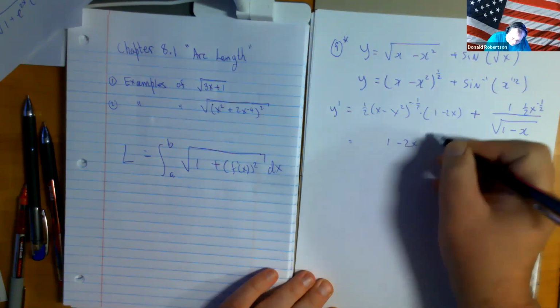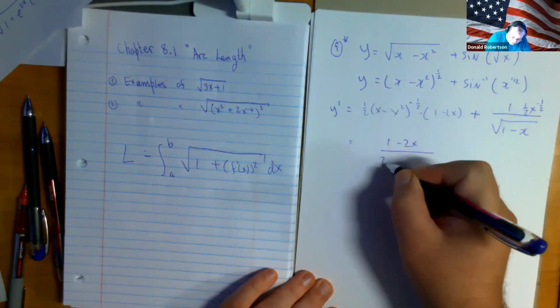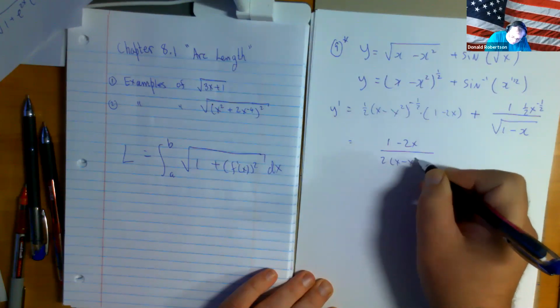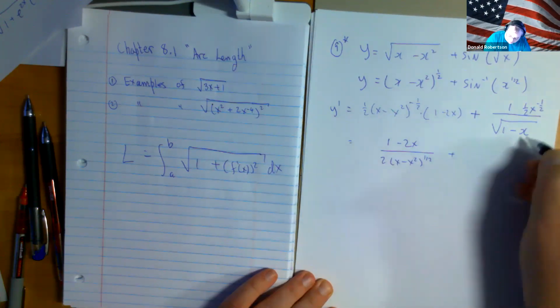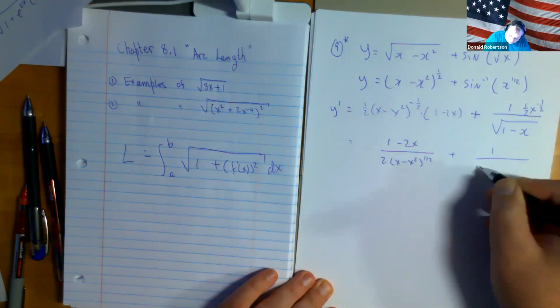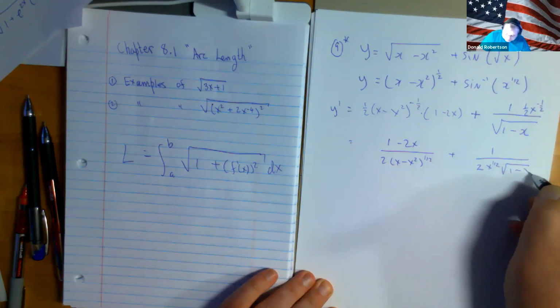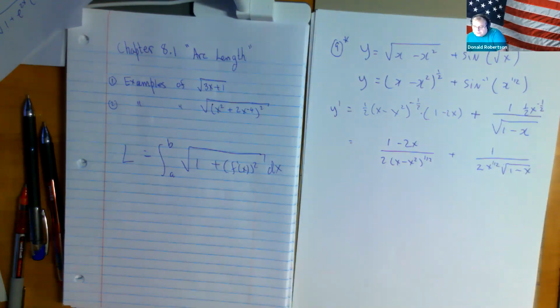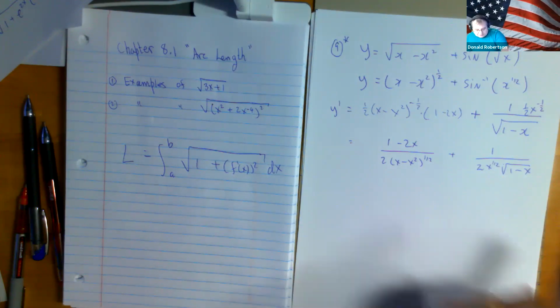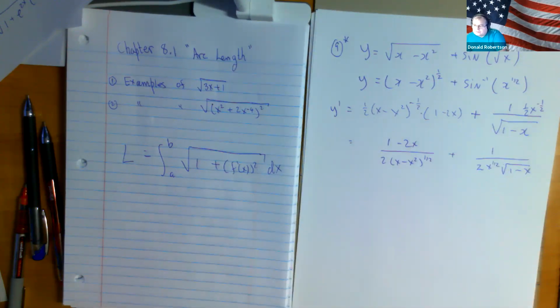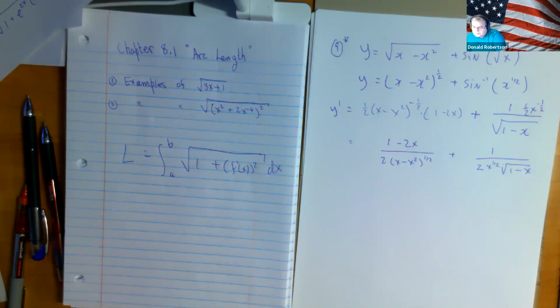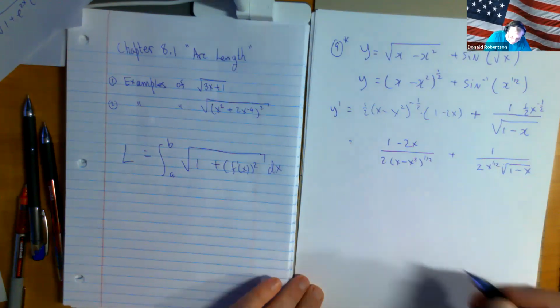1 minus 2x, that's this guy. 2 on the bottom, and this guy on the bottom. This fella here is 2, x to the half on the bottom, square root of 1 minus x. Are you happy about the movements that I've done right now? Is there any one of these that you're not sure about? If it feels good, I'm moving on. Okay, I'm taking that as a good sign.